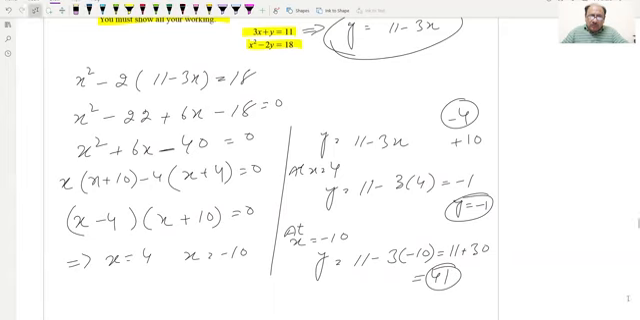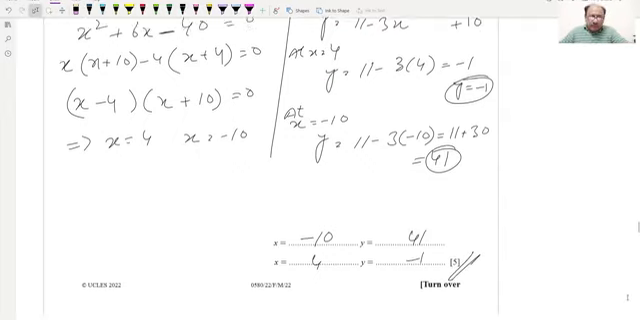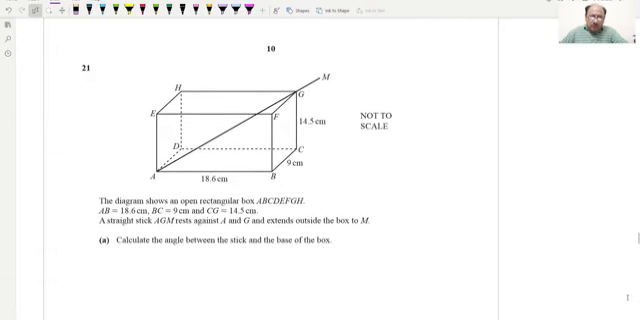So we got one value. We can write here the values: when x is equal to minus 10, y is equal to 41, and when x is equal to 4, y is equal to minus 1, and this is a 5 mark question which we have done. Now this is question number 21. Diagram is provided which is not to scale.